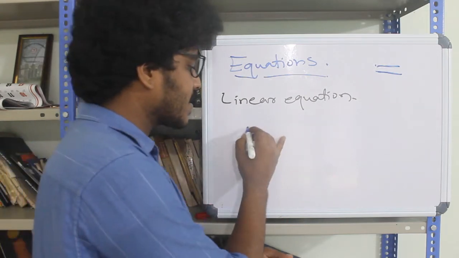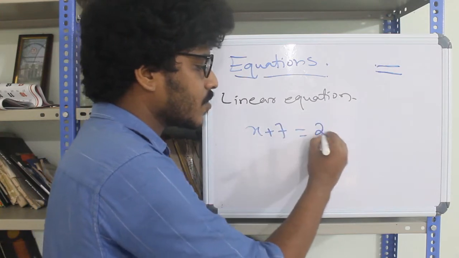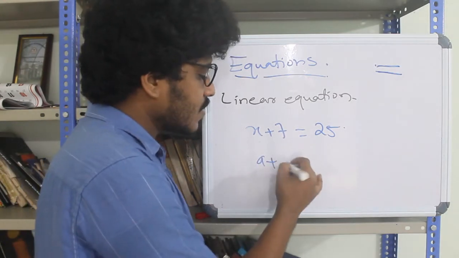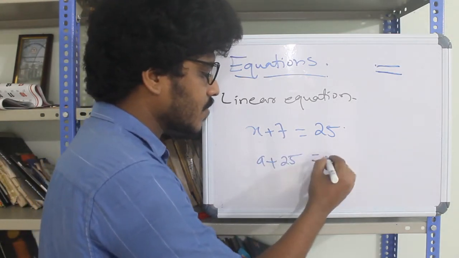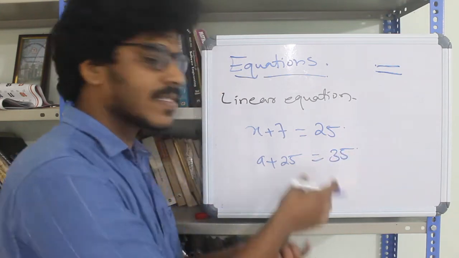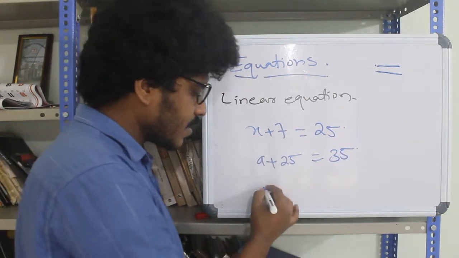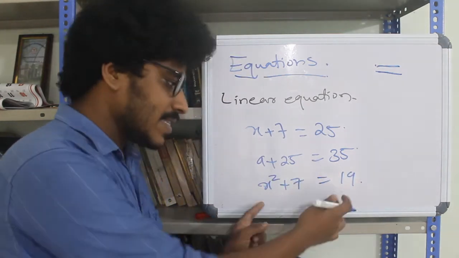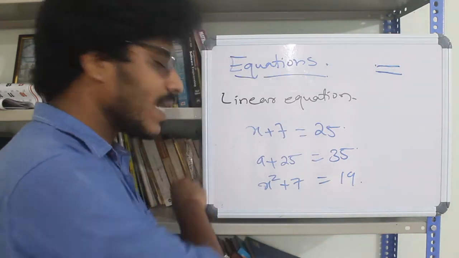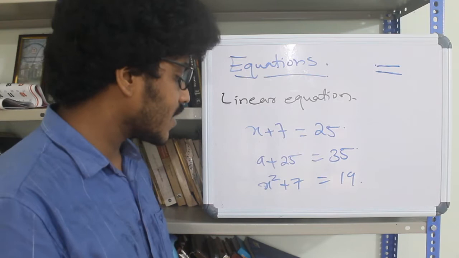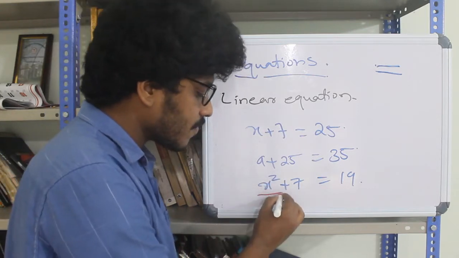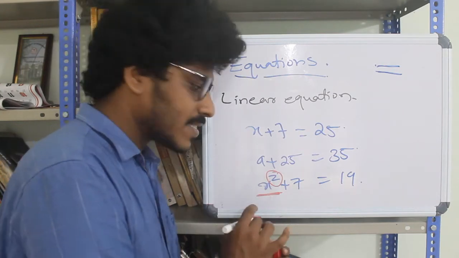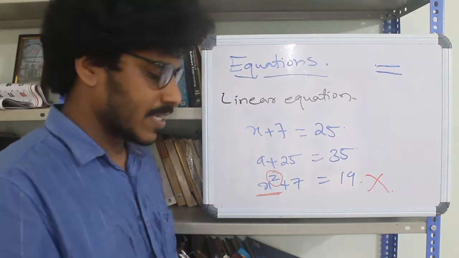For example, x plus 7 equal to 25. This is a linear equation. a plus 25 is equal to 35 is another linear equation. But consider the equation x square plus 7 equal to 19. Obviously this is an equation, but it is not a linear equation. Why is it not a linear equation? The power of the term x is 2, not 1. For that reason, this equation is not a linear equation.